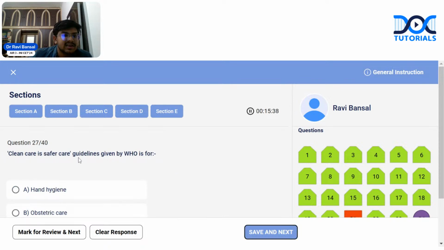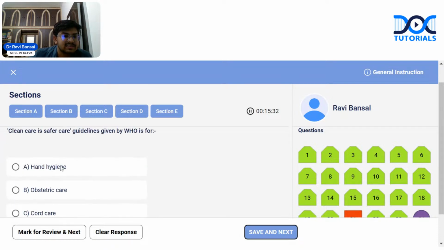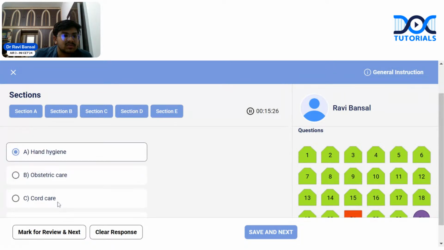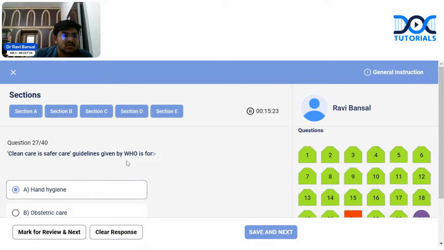Clean Care is Safer Care guideline given by WHO. Obviously, WHO's emphasis on hand hygiene is unmatchable. So Clean Care is Safer Care, I guess it is for hand hygiene. Other options: ops care, cold care, injection practice. I don't think so. I'm strongly thinking about hand hygiene. WHO promotes hand hygiene. So Clean Care is Safer Care. I think it's hand hygiene.